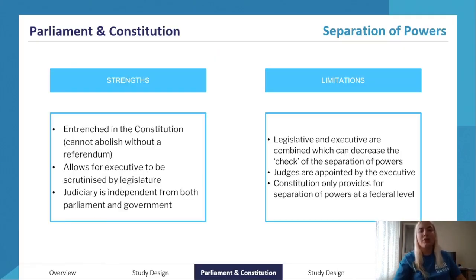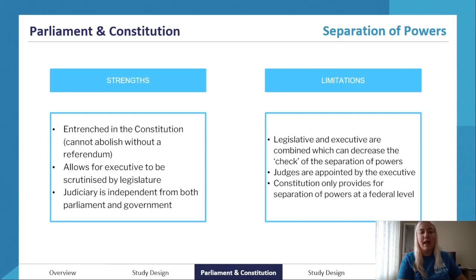Okay, so you need to know the strengths and weaknesses around the separation of powers. And for all of those three concepts that come under how the Constitution acts as a check of Parliament, you need to know strengths and weaknesses. These will be evaluate questions. So, some of the strengths are that the separation of powers is entrenched in the Constitution. It's literally in the Constitution, so this is a protection that cannot be abolished without a successful referendum, and therefore protects us and makes sure that Parliament cannot take this away and we remain protected.